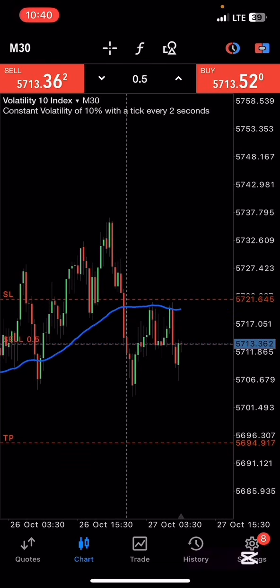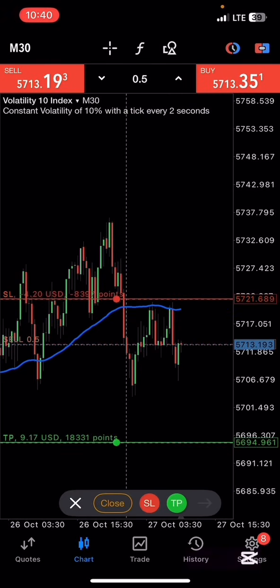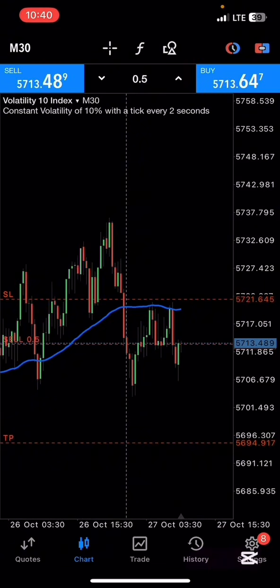Now I'm done. So what I'm expecting from this particular trade, if the price does go my way, if price hits my TP, I'm going to be making about $18 plus. So this account should be sitting at $28, from $10. So that's exactly what I'm looking forward to getting. So let me explain how this strategy works.